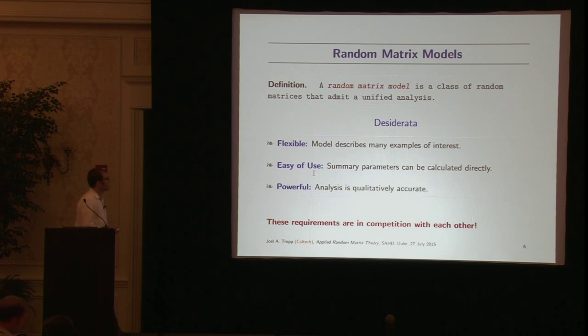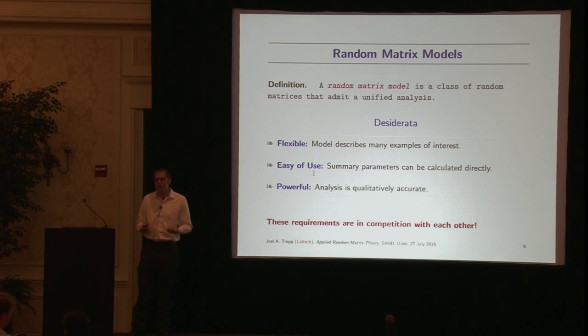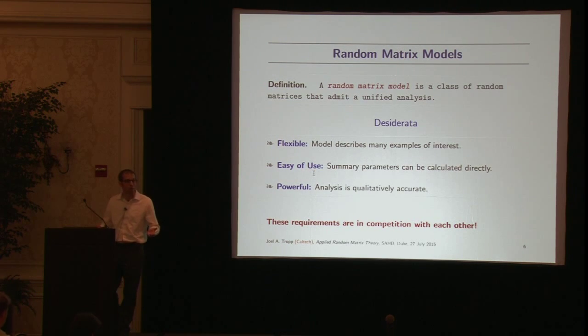Now, there are three things that you might want out of a random matrix model. You'd like it to be flexible. You want it to describe lots and lots of different kinds of random matrices that you might come across in your life. You would like the model to be easy to use. So there are going to be some summary parameters associated with the random matrix, and you'd like these to be easy to calculate, or at least you'd like there to be some explicit recipe for getting your hands on these parameters so that you can understand the random matrix that you'd like to study. And third of all, you want these models to be powerful. You want them to give you an analysis that's qualitatively pretty accurate.